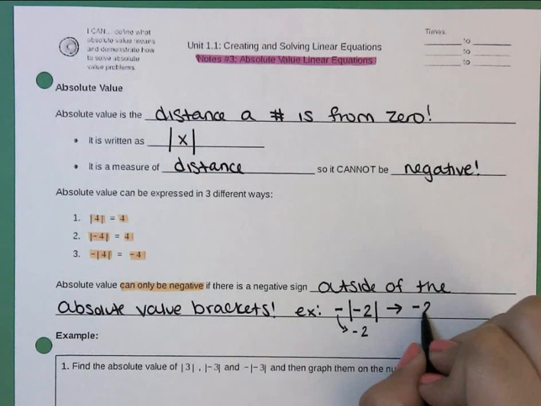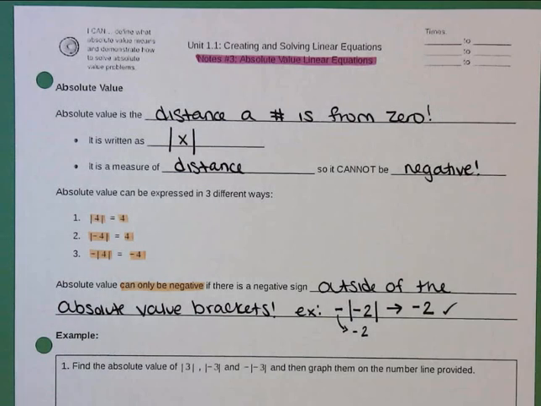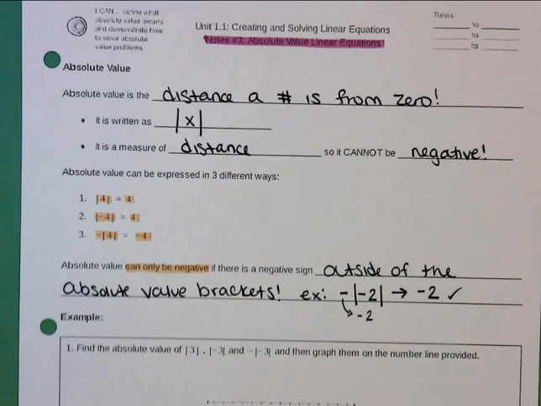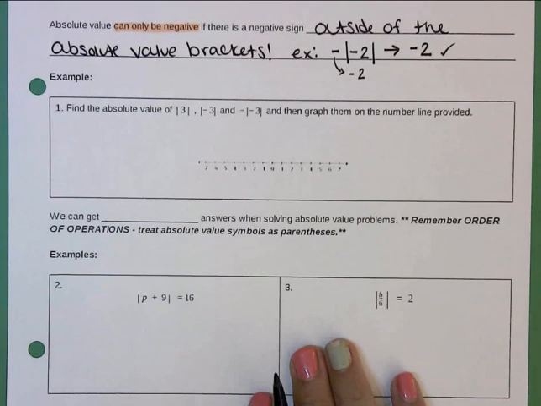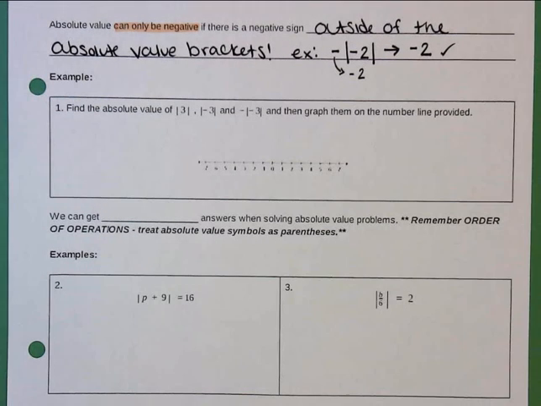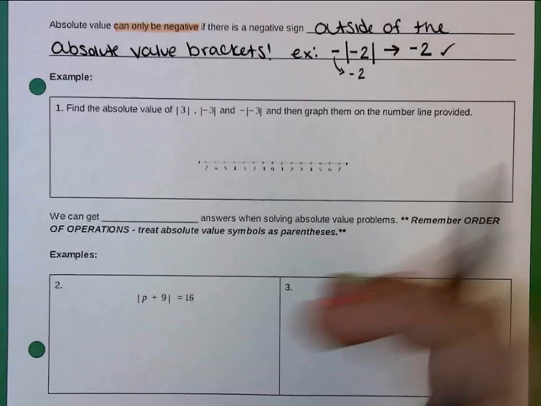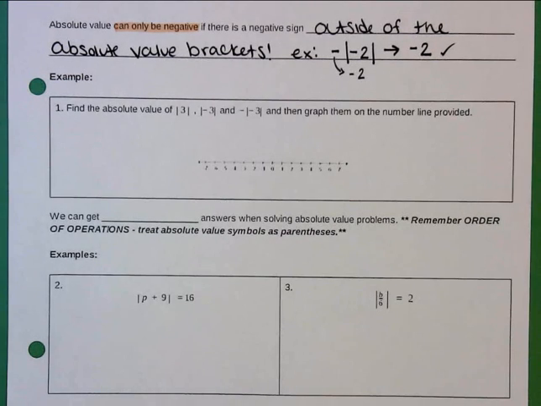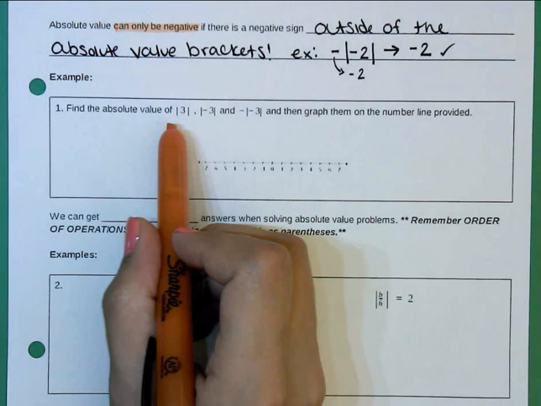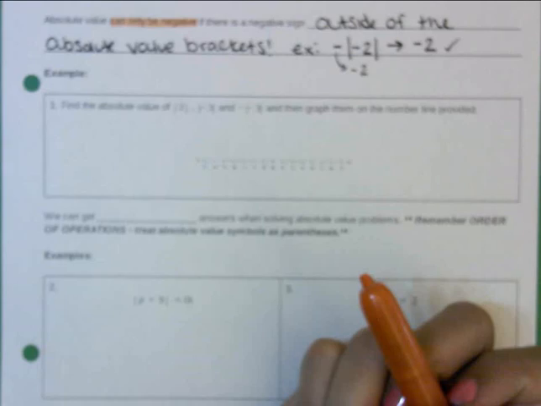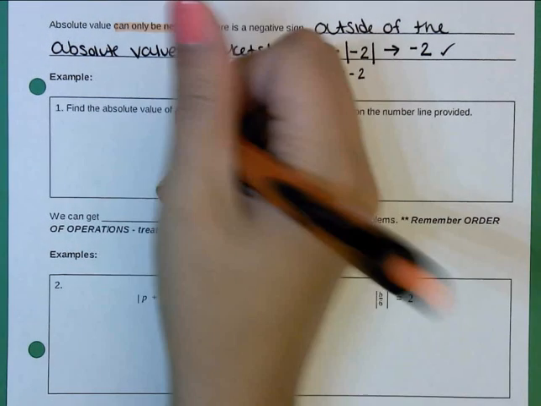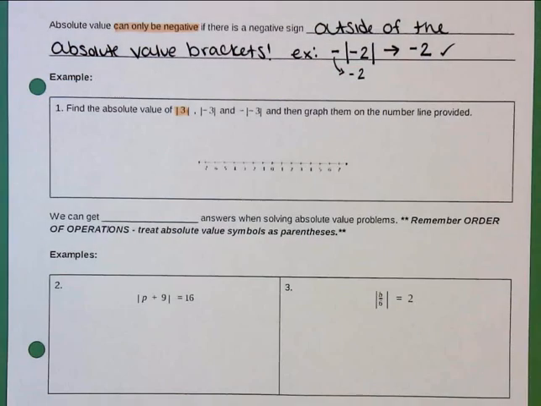So when we look at absolute value, we're really focusing on a number line and the distance it is from 0. So here we can visualize what we're trying to see. Find the absolute value of 3, the absolute value of negative 3, and negative the absolute value of negative 3, and graph them on the number line provided. Well, the absolute value of 3 is simply 3. So if I graph that on my number line, I just have 3.